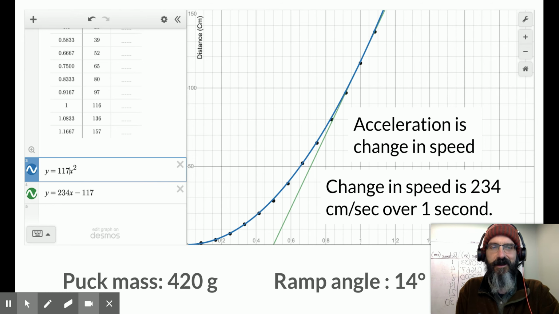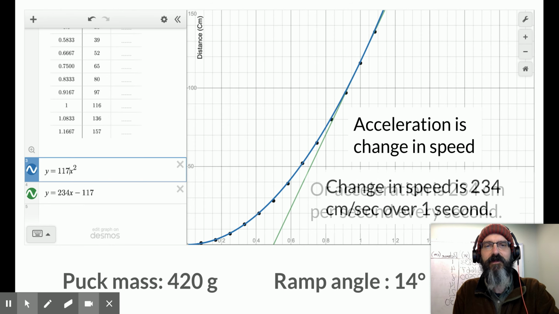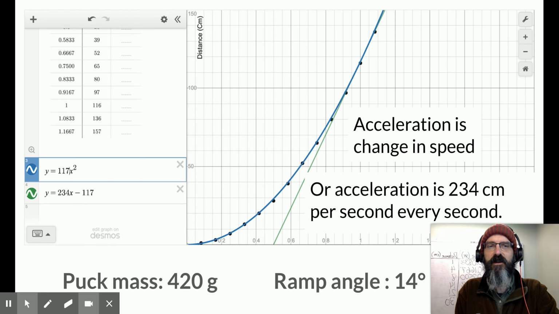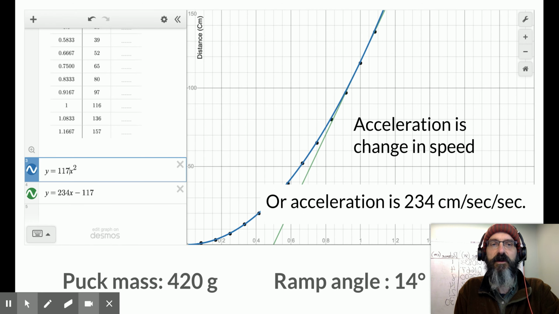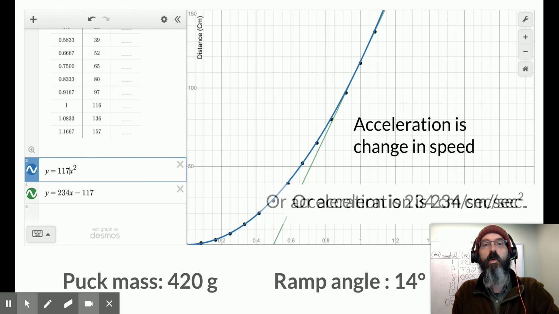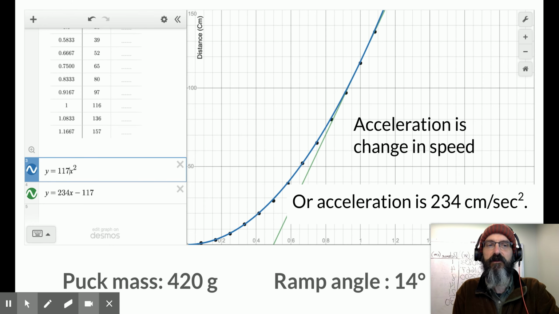Now, wording's going to get a little awkward here. Bear with me. We can also say acceleration is 234 centimeters per second every second. Or acceleration is 234 centimeters per second per second. Or acceleration is 234 centimeters per second squared, which is in fact the units we use to talk about acceleration, in the same way we use centimeters per second to talk about velocity, or centimeters to talk about distance.